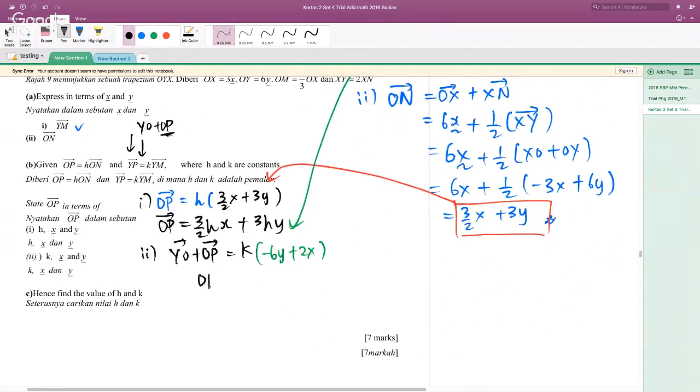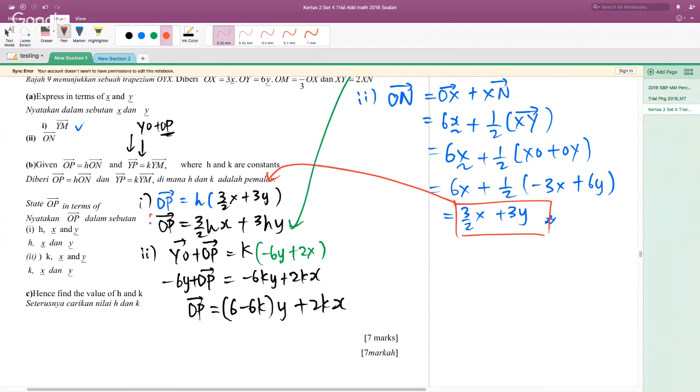So my OP is just equal to negative OY, which is negative 6y, plus this one. I multiply the k into it: negative 6ky plus 2kx. And then I want to state the OP, so I move the 6y to the other side. It just becomes positive. So I say 6 minus 6k, I factorize out the y, plus 2kx. Now I've done the second part also.